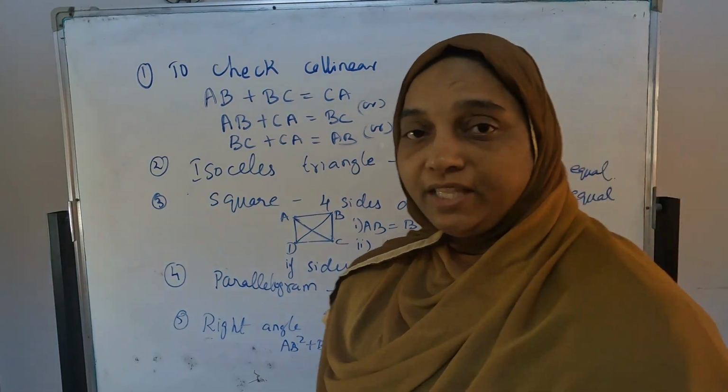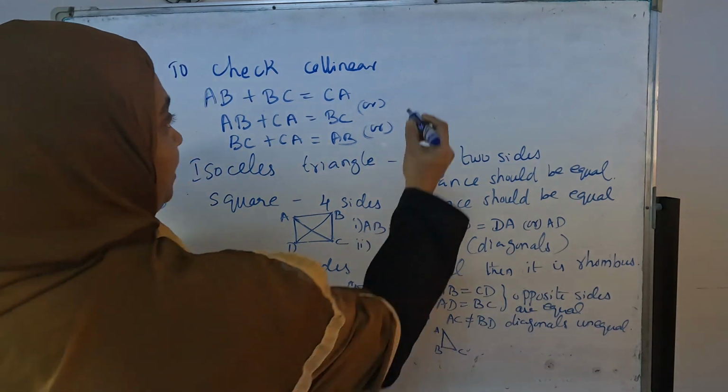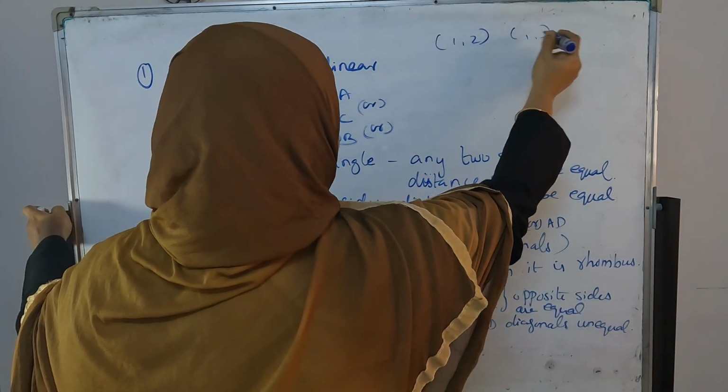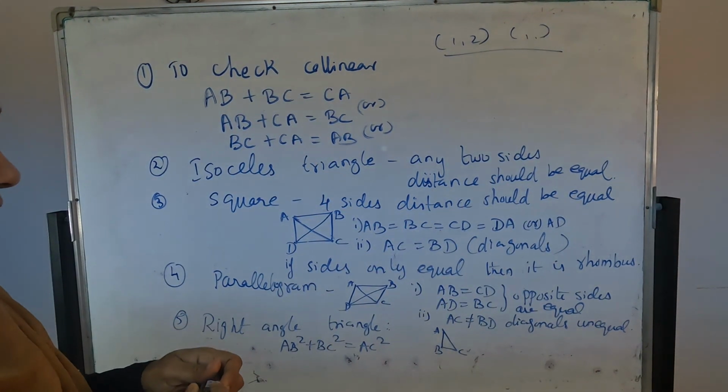So at that time, what are the things we have to keep in mind? If you are seeing some points like this, if they are given, then surely it is coordinate geometry only. So come to these points.